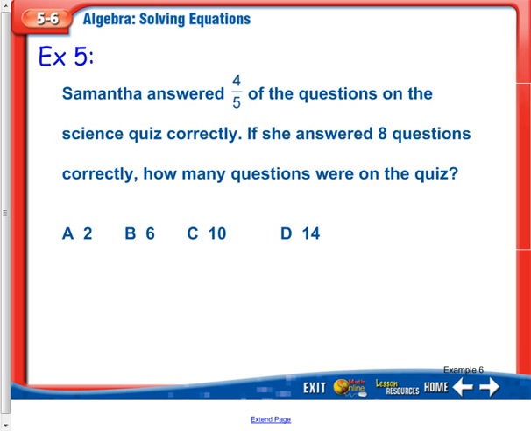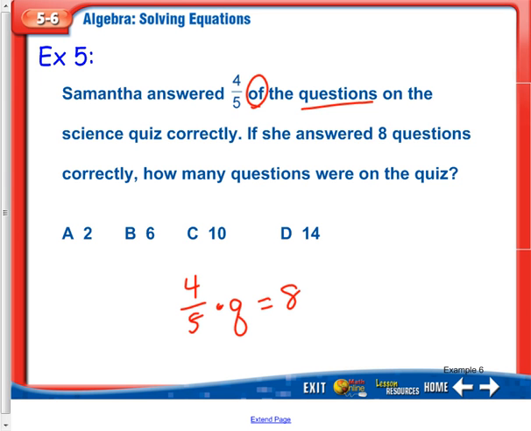For example 5, Samantha answered 4/5 of the questions on the science quiz correctly. If she answered 8 questions correctly, how many questions were on the quiz? So we can say 4/5 of, remember, "of" means multiply, the questions. So I'm going to say 4/5 of Q, the questions, is 8.